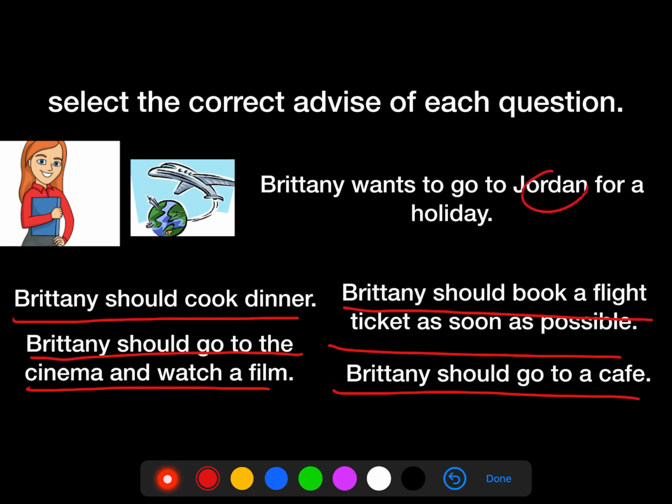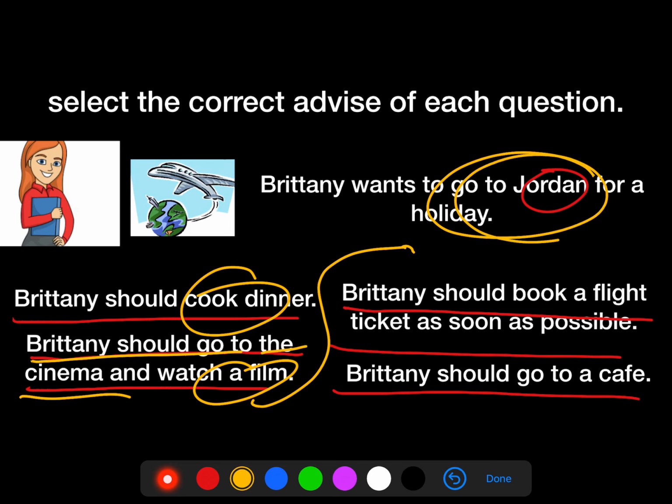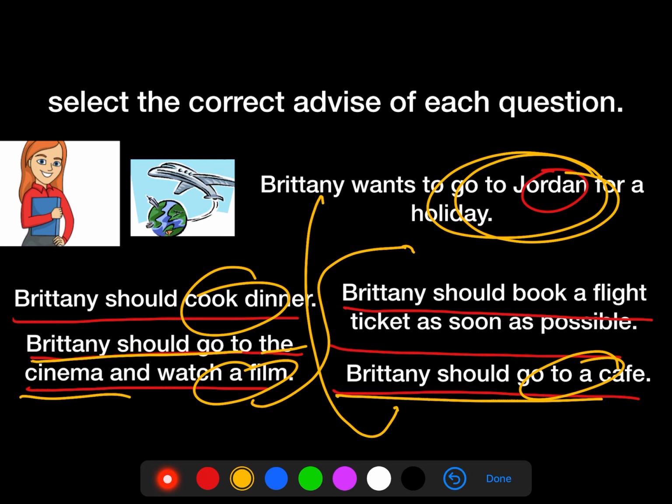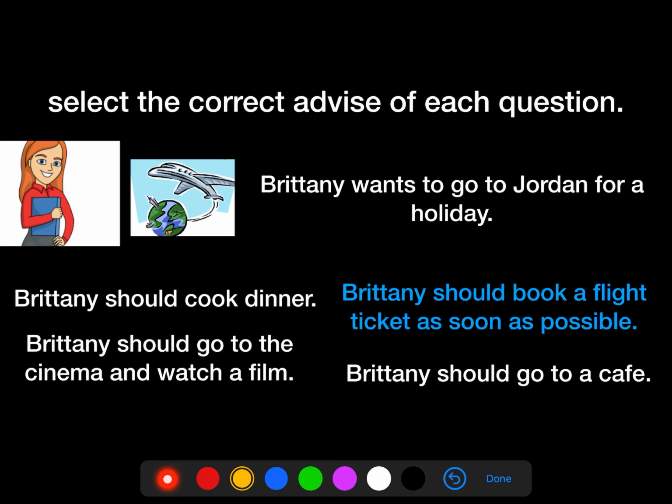So she wants to go to Jordan and for a holiday. So which would be the correct advice? Cook dinner. Cook dinner in Jordan. Brittany should go to the cinema and watch a film. No, she wants to go to Jordan. But why does she have to go to cinema? No. Brittany should go to a cafe. Does she want to drink some coffee? No, she wants to go to Jordan. Then the answer is Brittany should book a flight ticket as soon as possible. This is the correct advice for Brittany.